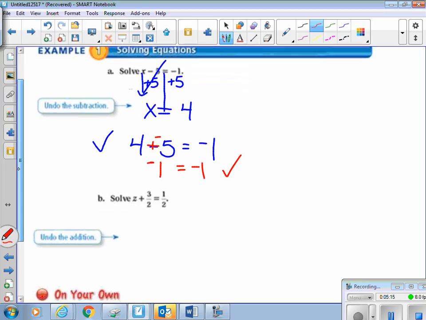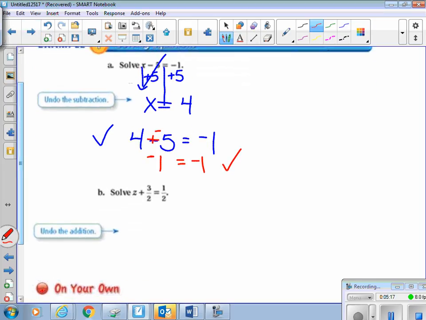If you look at B in example 1, z plus 3 over 2 equals 1/2. I want to get z all by itself, which means I need to remove that plus 3 over 2. What's the opposite of adding 3 over 2? Subtracting it. Inverse operations always take us back to 0. Since I did it on that side, I must do the same thing over here. I now have z by itself on this side, and it's going to equal 1/2 minus 3 over 2, which ends up being negative 1.